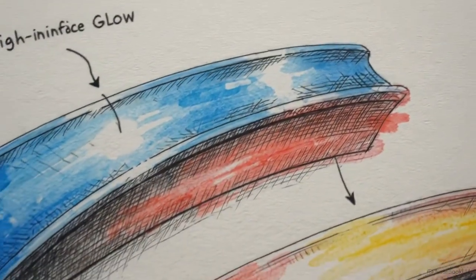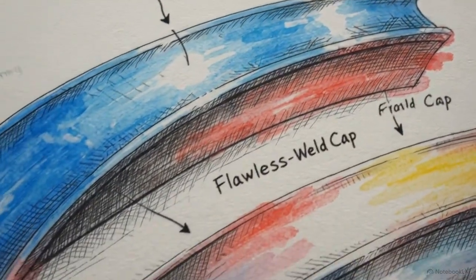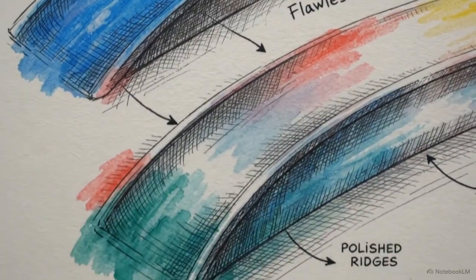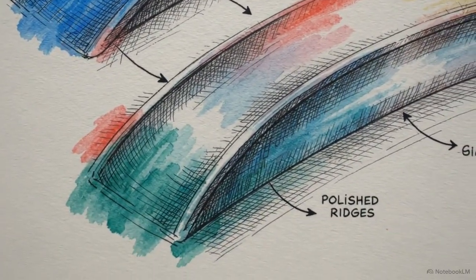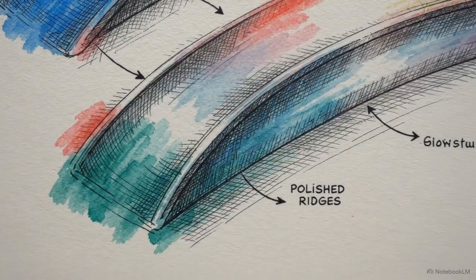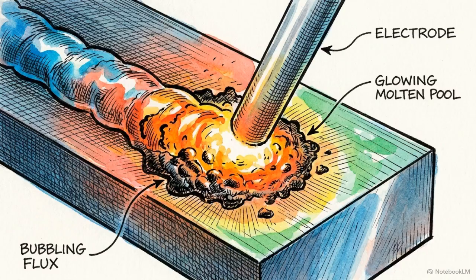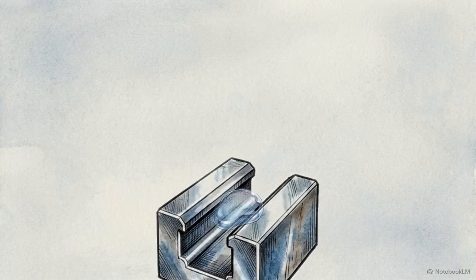A smooth, glowing weld cap is often an illusion. Underneath a visually flawless surface, critical internal discontinuities can sit waiting to compromise the entire structure. One of the most common and structurally detrimental of these defects is slag inclusion, a recurring problem generated during multi-pass flux welding processes. Normally, molten flux rises to protect the weld pool.